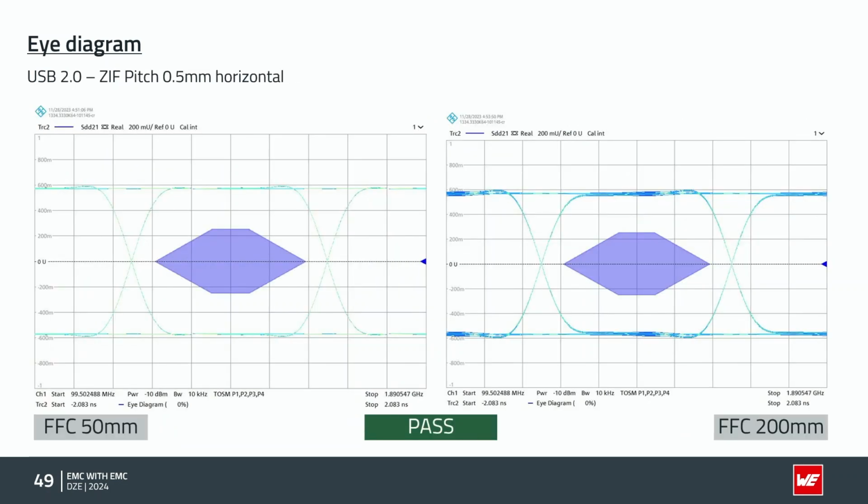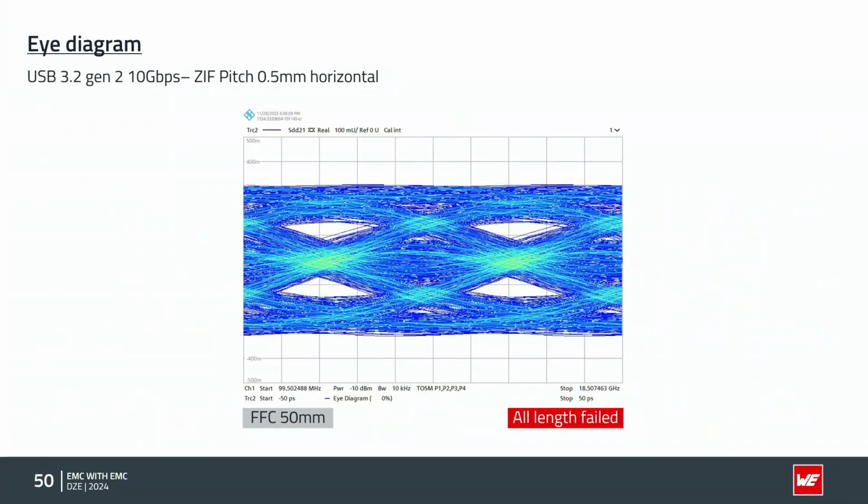What we can now tell you is USB 2.0 will work on all lengths of our FFC cables without any problem. What we can also tell you is with Gen 2, so 10 gigabits, you will have a really hard time trying to transmit that over an FFC cable. Why is this now a useful information for you?